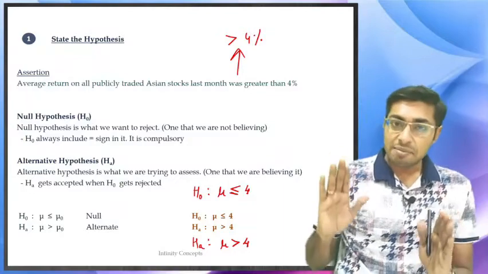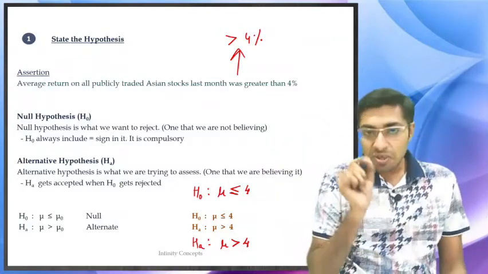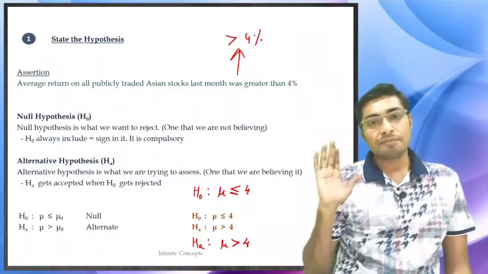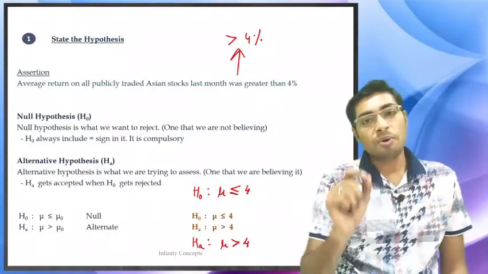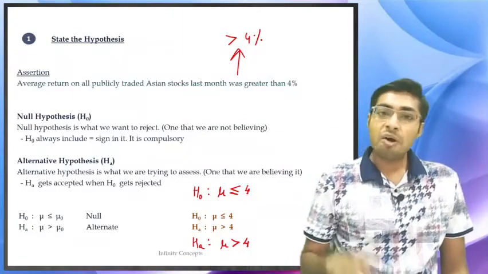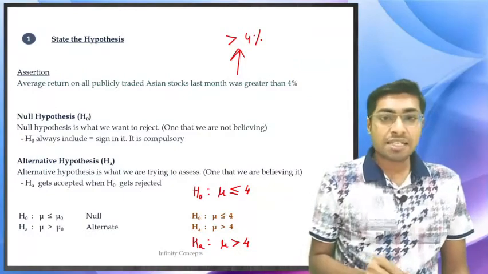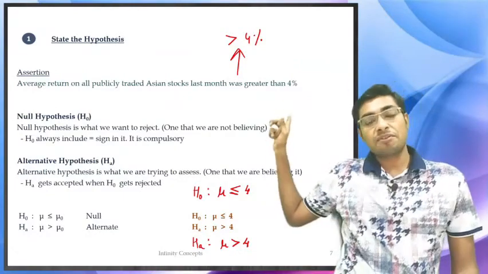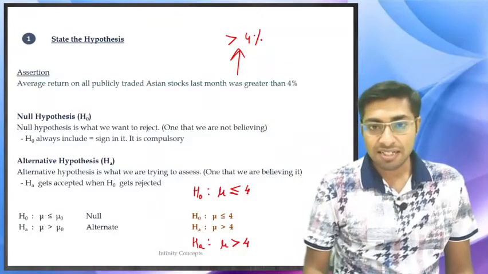Fine. Let me summarize. State the hypothesis again. You have given out a statement to the world that Asian stocks' return last month was more than 4%. Now we are going to do hypothesis testing to test statistically whether the statement that we have made is correct or not.